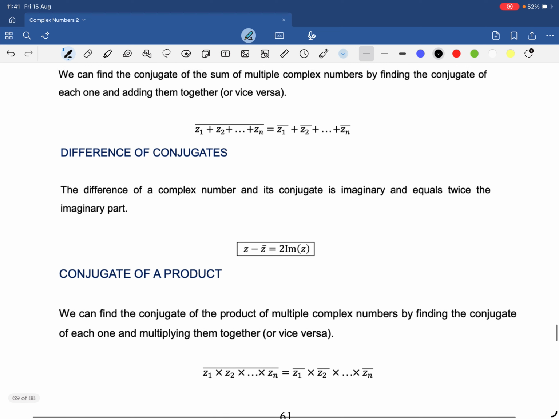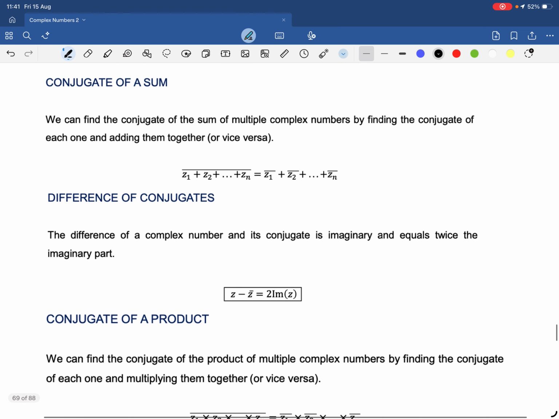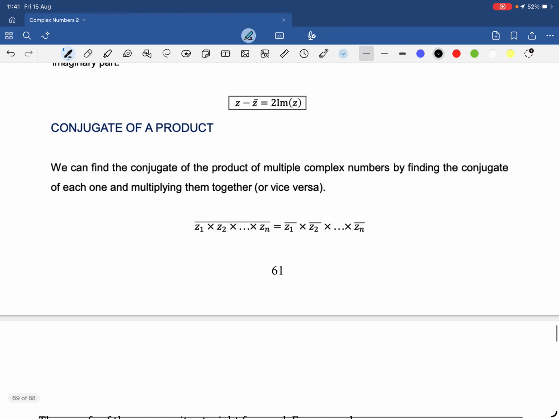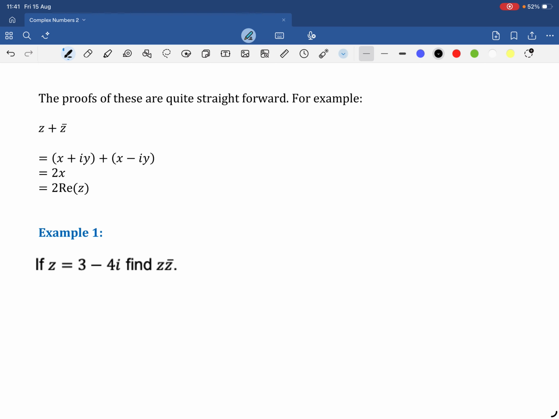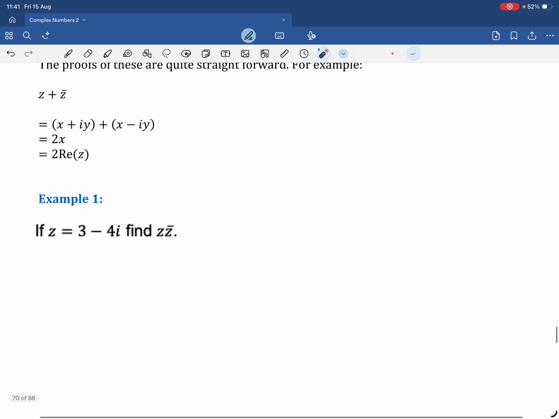And last one, very similar to the conjugate of a sum, is the conjugate of a product. If we take a product by multiplying a series of complex numbers together and then take the conjugate, it's the same as taking the conjugates first and then multiplying them together. The proofs are very, very easy. You just have to each time replace z with x plus iy, do some simplifying, and we can see, for example, that that first one is very easy.